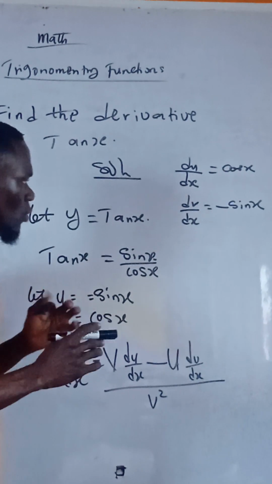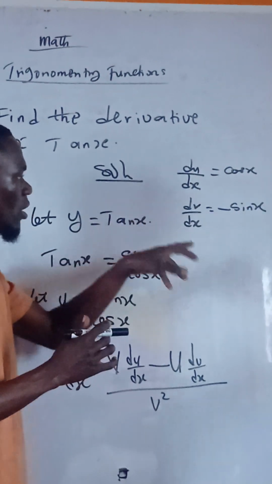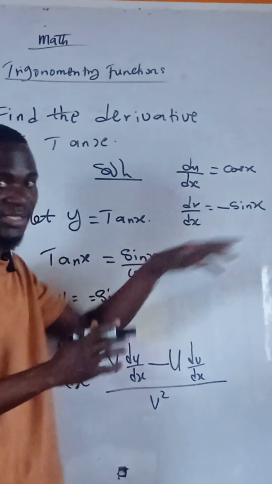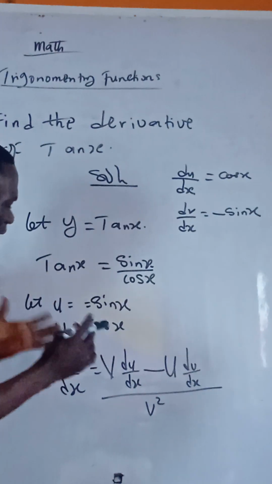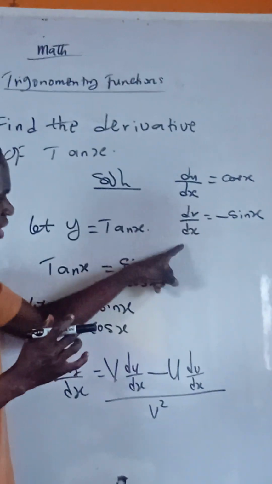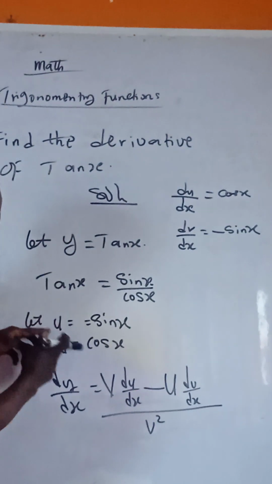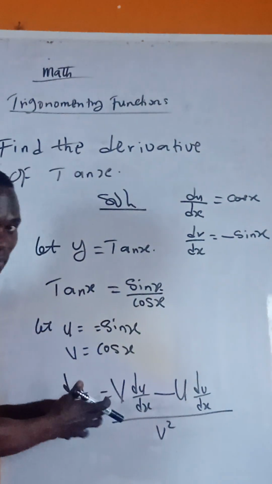Okay, but let's just take du/dx as cos x, while dv/dx is minus sine x. Now, applying this, because we've gotten our du/dx, we've gotten dv/dx, and we have our u, we also have our v, right? So now let's put all of this into this formula here and simplify it.